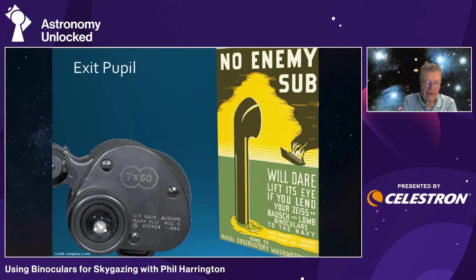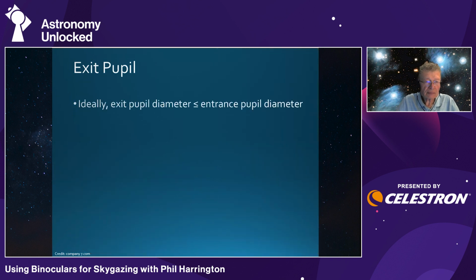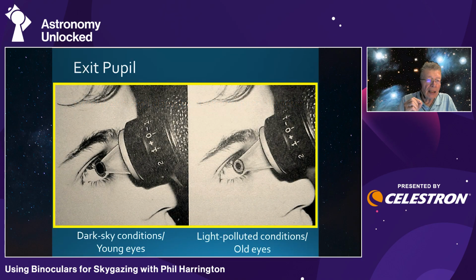Well, it turns out 7 by 50 binoculars are not necessarily the best. Okay? It depends on you, depends on your location. I said before, ideally, you want the exit pupil to be no greater than the entrance pupil of your eye. Well, here's an illustration of what I'm talking about.